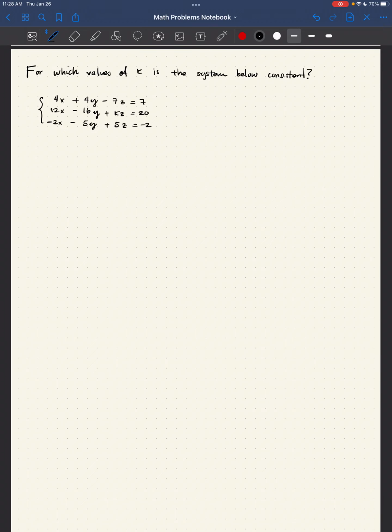Hello, this time we're going to go over a problem about consistency. In this case, for which values of k is the system below consistent, meaning having a solution? To start with that, let's transform this into its equivalent augmented matrix form.